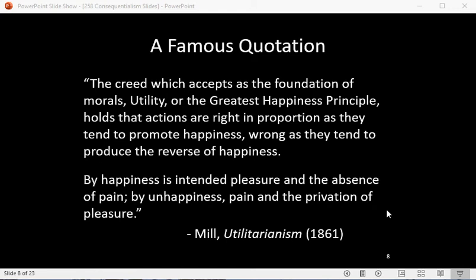Mill wrote a short book called Utilitarianism, and here's a very famous quotation from that book. "The creed which accepts as the foundation of morals utility, or the greatest happiness principle, holds that actions are right in proportion as they tend to promote happiness, wrong as they tend to produce the reverse of happiness. By happiness is intended pleasure and the absence of pain, by unhappiness, pain and the privation of pleasure."